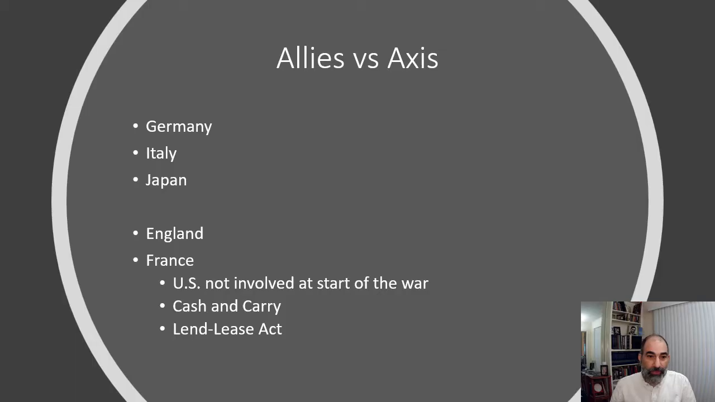So here we go. First of all, there are two sides to the war. As the war begins in 1939, you have the Allies and you have the Axis. The Axis powers, of course, are going to be Germany, which by now also includes Austria, part of Czechoslovakia, areas that they've already taken over during the appeasement years. Italy, which of course is led by Mussolini, is allied with Germany and Japan.